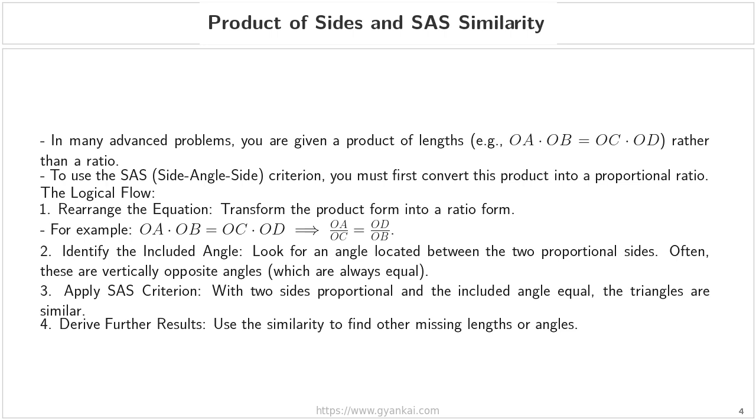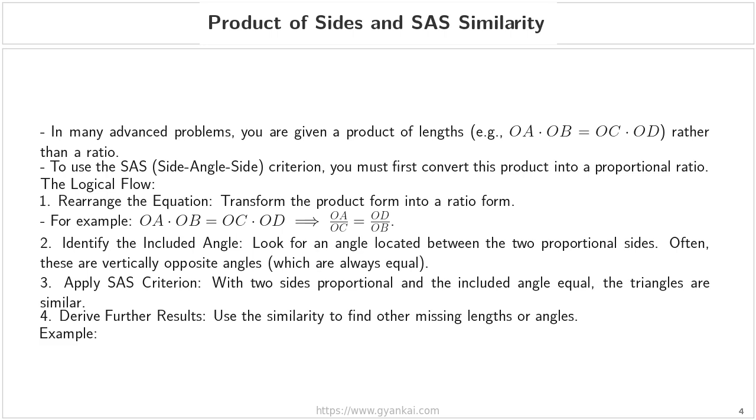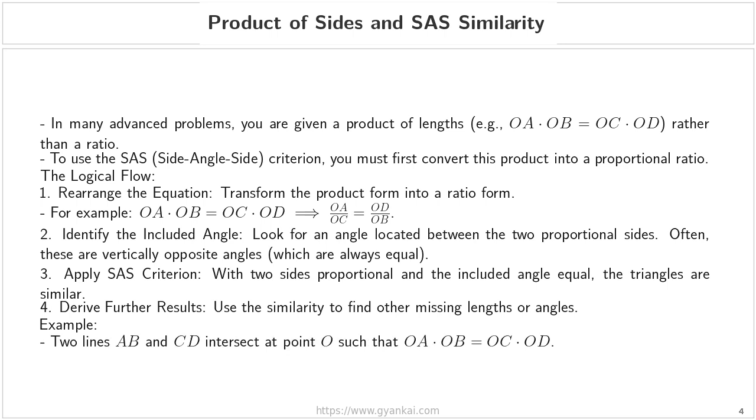Finally, once similarity is established, you can derive further results, such as finding any remaining missing lengths or angles. Let's look at a concrete example to tie this all together. Imagine we have two lines, AB and CD, that intersect at point O, and we are given the information that OA times OB equals OC times OD.